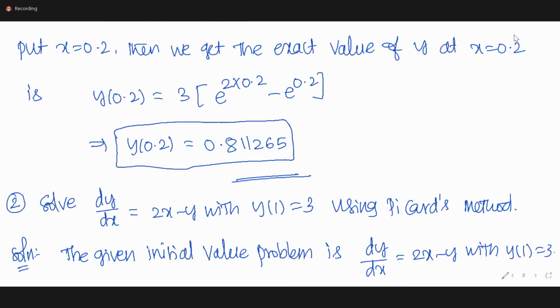Here, solve dy by dx is equal to x minus y with y of 1 is equal to 3 using Picard's method. Find only the approximations: the first approximation, second, third, fourth.